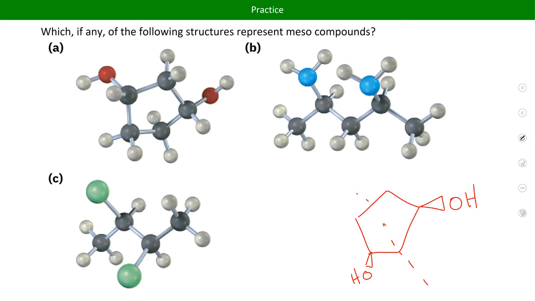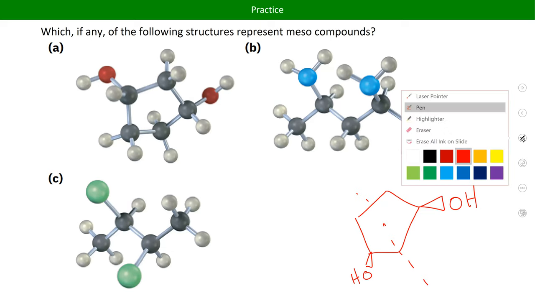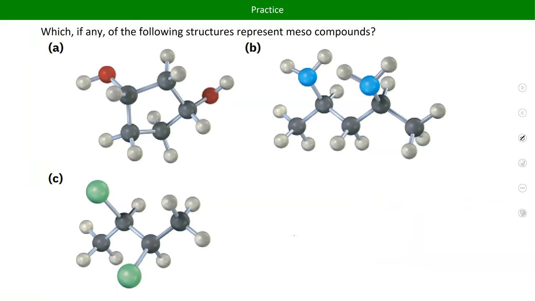How about C? Yeah, if we went and tried to redraw this as a skeletal structure, we get this, right? I didn't copy and paste the part that says that the green is chlorine, but green is standard. Nitrogen is always blue, oxygen is always red, green is usually chlorine. It doesn't really matter. What matters is it's the same, right?